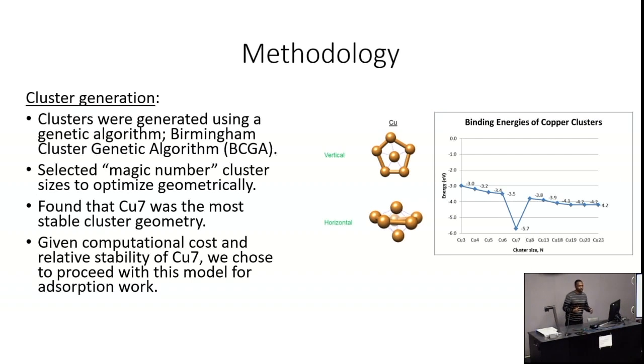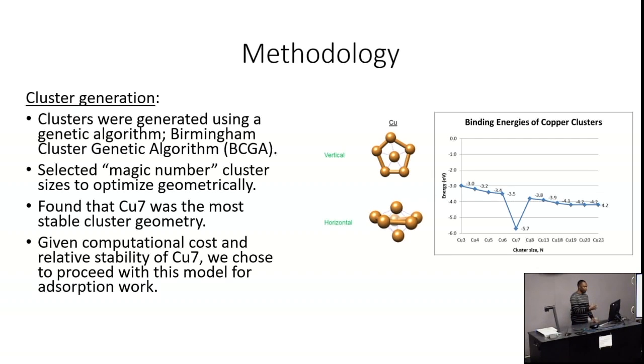So to generate my clusters, I generated different cluster sizes, ranging from 3 to 23. I chose these different numbers based upon what they call magic numbers, and these magic numbers are the most stable known configurations of these copper clusters. I ran these energy calculations on these clusters, and I found that copper 7, this pentagonal bipyramid, we have a pyramid on top and bottom, was the most stable configuration. So I decided to proceed with that model for further studies.